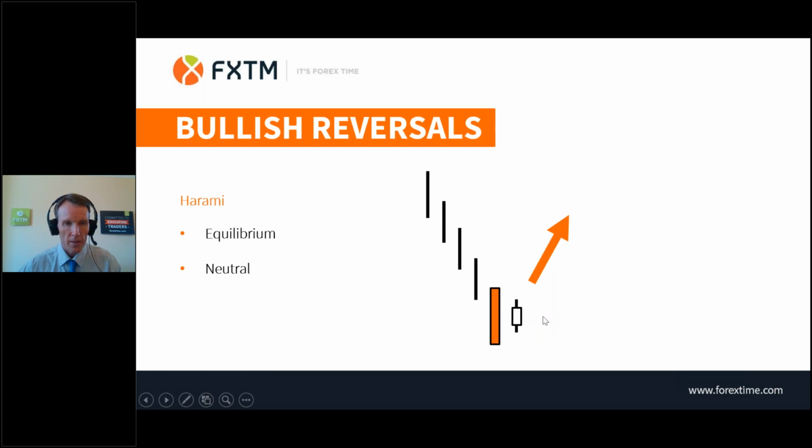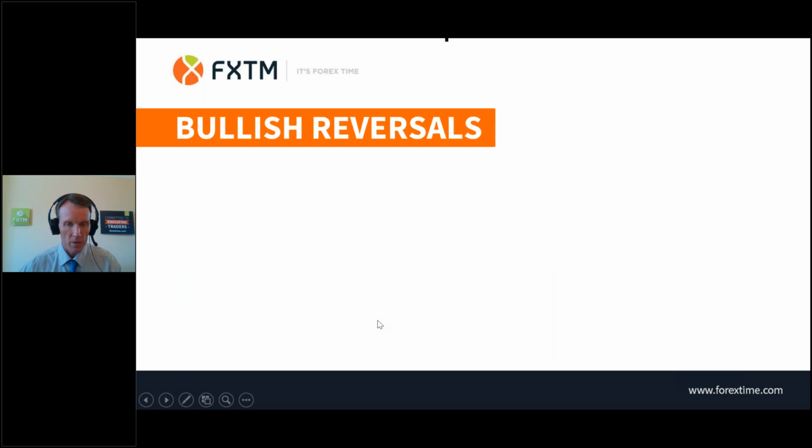So like the track in the sand. It's neutral. It's not definite. It's not as powerful as the previous ones, right? It's just a possible warning, possible reversal.